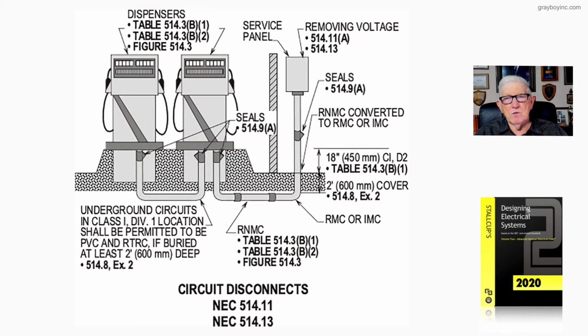Sometimes, inspectors will require the disconnect to actually be on the island under some conditions, right there, or with a 20 foot to 100 foot location, in accordance again with the authority having jurisdiction, where they want these placed by their ordinances. But the dispensers, you can review those in detail, looking at figure 514.3 in the NEC, and then your tables 514.3(B)(1) and (B)(2). The removing of the voltage, and what's required again, is 514.11 and 514.13.